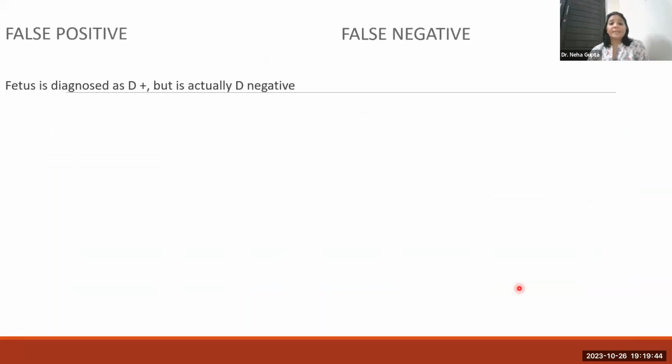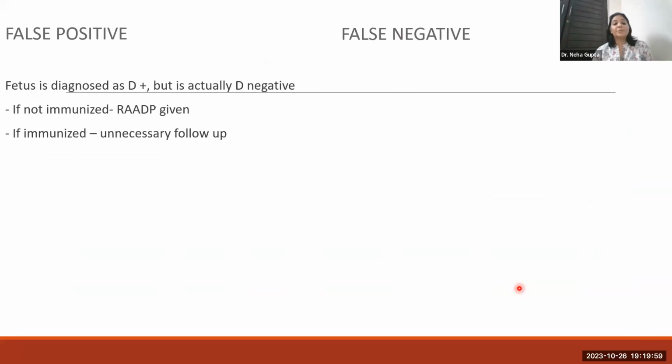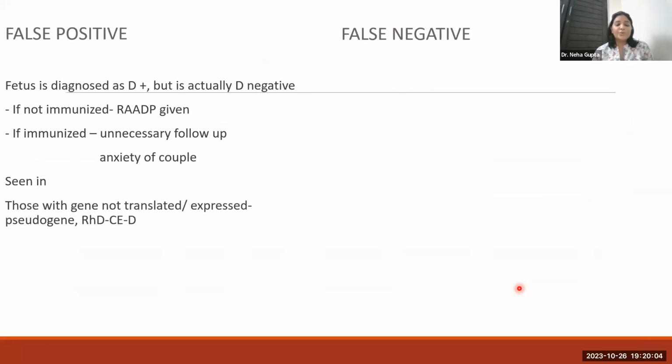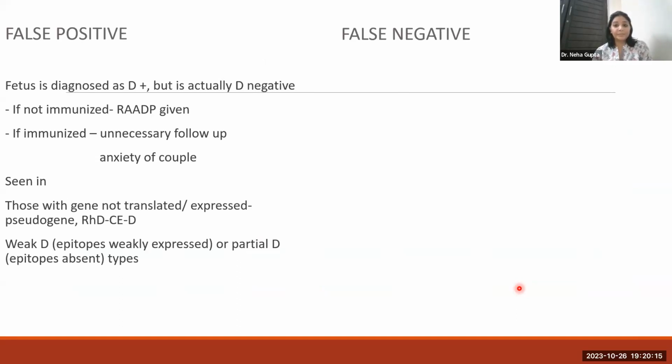Now, what can be the implications of a false positive or a false negative? If it is a false positive, that means the fetus is diagnosed as D positive but is actually D negative. So if the pregnancy is not immunized, an antenatal prophylaxis will be given unnecessarily. And if it is immunized, there will be unnecessary follow-up, adding to the anxiety of the couple. Usually false positives are seen where the gene is not translated or expressed, like pseudogenes or hybrid genes, or where it is weakly expressed, like weak D or partial D types.